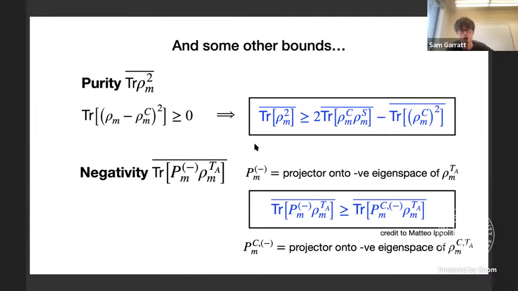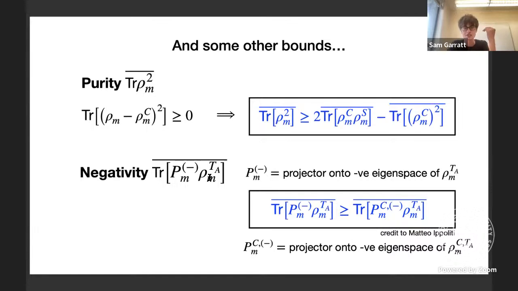Similarly, you can get a lower bound on the entanglement negativity. The negativity can be expressed in this way on the left-hand side. Rho TA M is the post-measurement density matrix for, say, AB, partially transposed in A. Once you take this partial transpose, the density matrix is not necessarily completely positive, but it's still Hermitian.